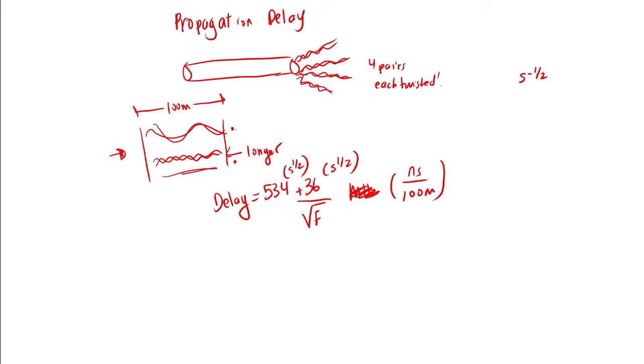And then the delay between any two pairs is known as the delay skew. So that's the difference between the fastest pair and the slowest pair. And the maximum is 45 nanoseconds at 100 meters. And so the skew is affected by frequency of the transmission and the cable length.